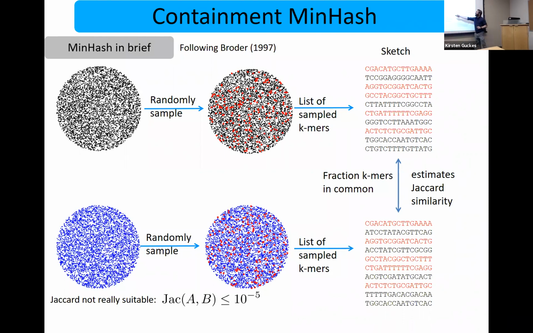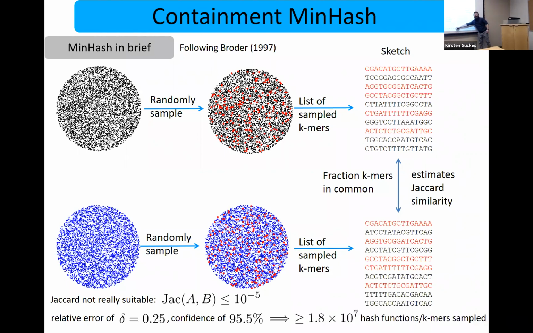You then go stare at the formulas that Broder had, and you realize, oh, shoot, if I want to be 95% confident that I'm not off by more than 25% of the true Jaccard value, then I'm going to have to sample 10 to the 7th k-mers in here. Ugh.